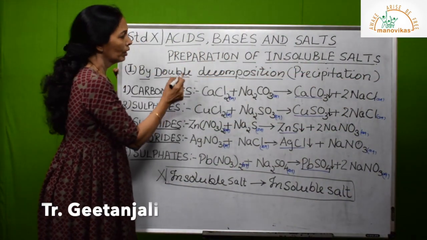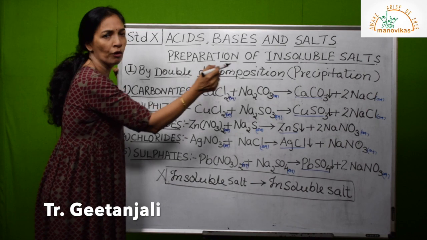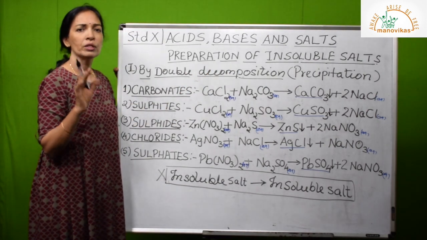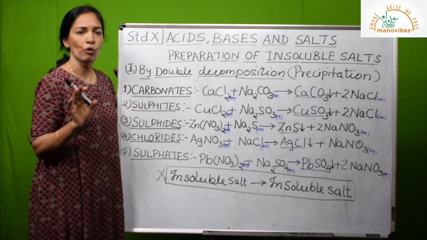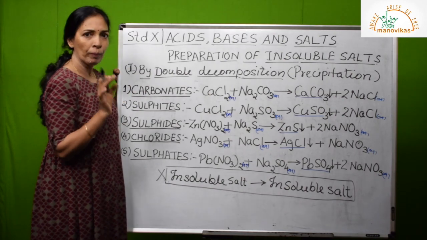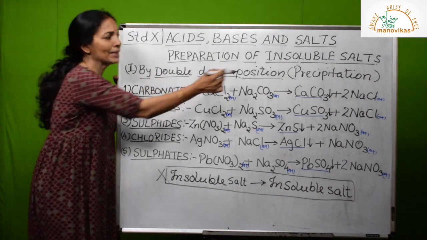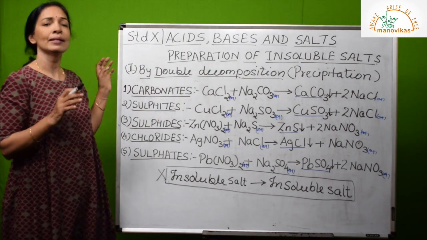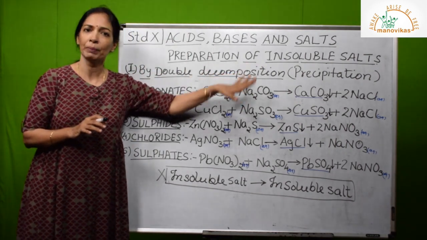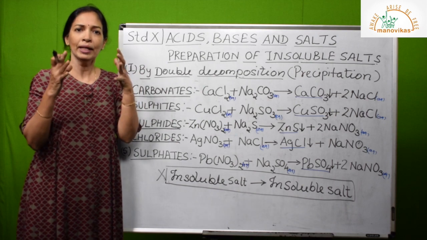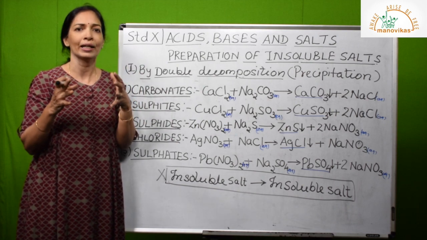Bases and salts. Now we will learn preparation of insoluble salts, salts which are insoluble in water. The first method to prepare these insoluble salts is by double decomposition precipitation reaction. As a result of this reaction, the precipitate that comes out is the desirable salt.